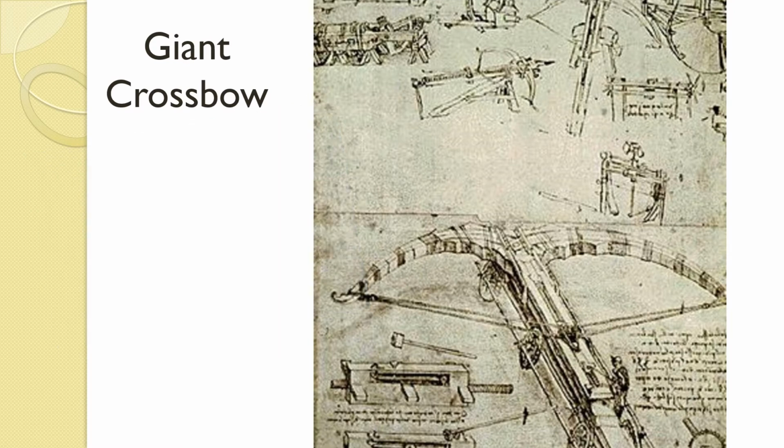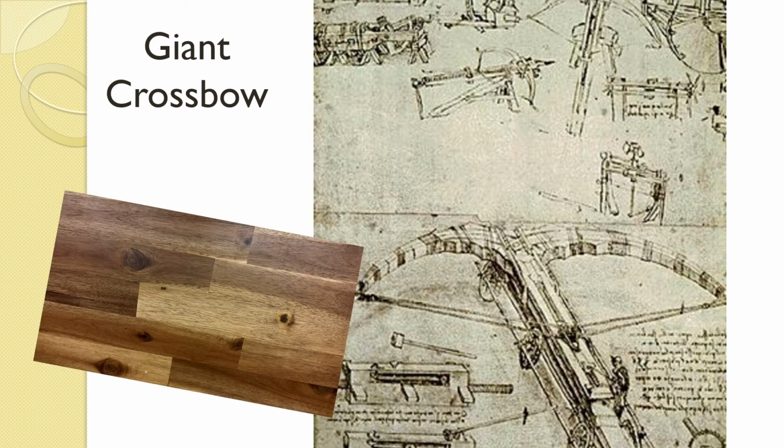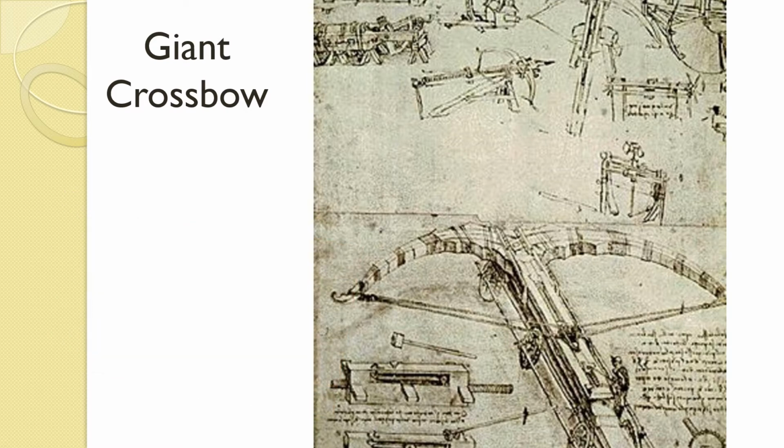His design also used interlocking layers of wood, which today we know as laminated wood. This would allow for more flexibility in the tension of the drawstring. His design shows only one man operating the crossbow, which would appear unrealistic as this would be extremely exhausting work.